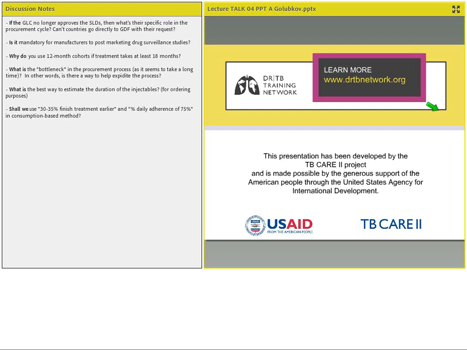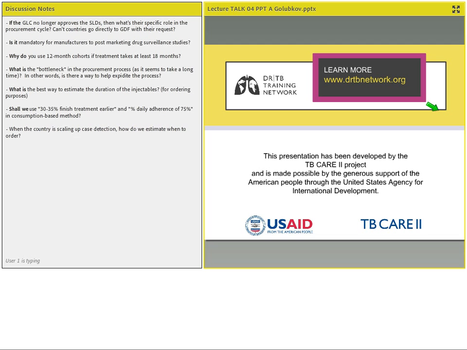First one, if the GLC no longer approves the second-line drugs, then what's the specific role in the procurement cycle? Can't countries go directly to GDF? Yes, so I mentioned that GLC actually has never before been involved in procurement directly. They were given approval for the countries to procure drugs or not.